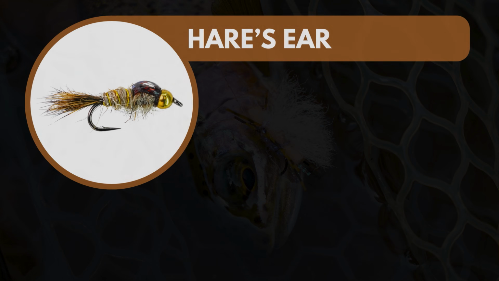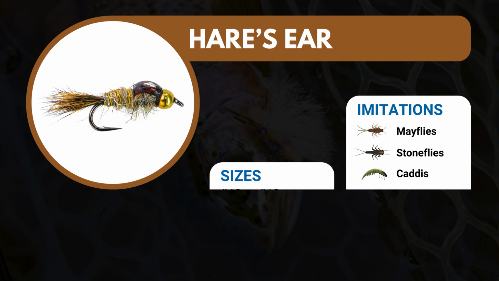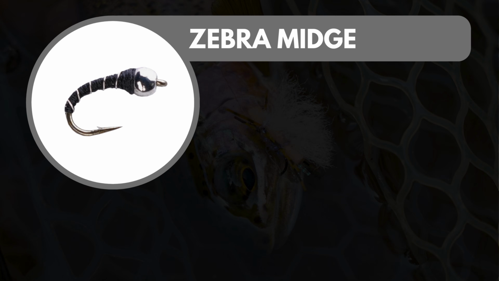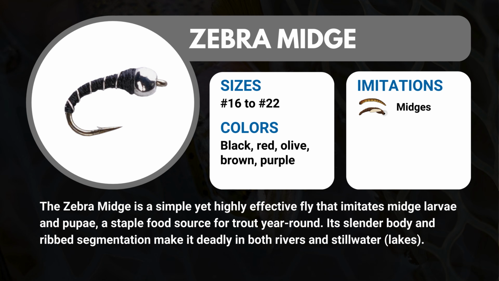Next, we've got the hare's ear. This fly can imitate mayfly nymphs, caddis larvae, small stoneflies, and scuds or sow-bugs. Its buggy appearance makes it look like many different food sources, which is why fish are so willing to eat it. Our last nymph is the zebra midge. Because midges are active year-round, the zebra midge is a go-to pattern all year long. I've caught fish on this fly in the dead of winter and in the middle of summer. It just gets the job done.